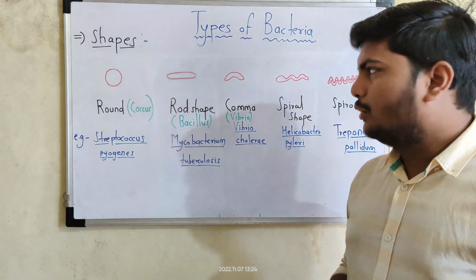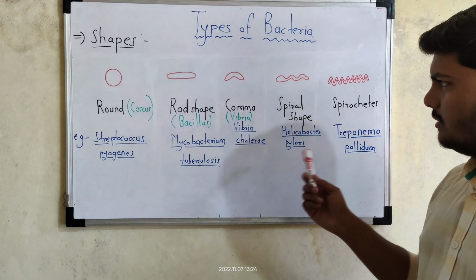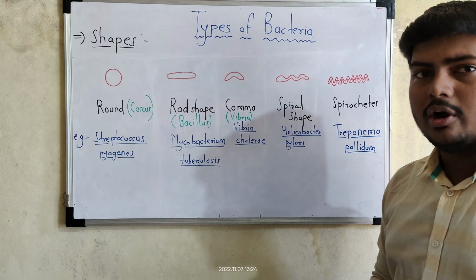Then there is spiral shaped bacteria. You can see the spiral arrangement over there. And there is one modification of spiral shaped bacteria which is called spirochetes, which is the compact form of spiral shaped bacteria. These are the types of bacteria according to their shape.